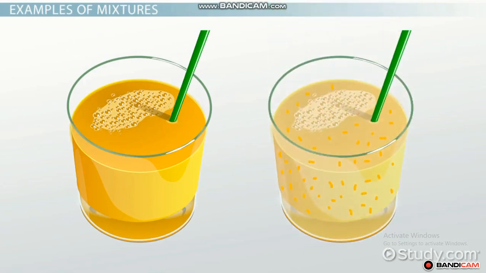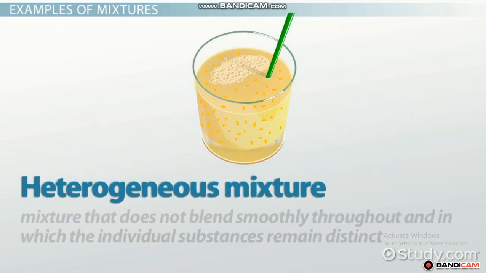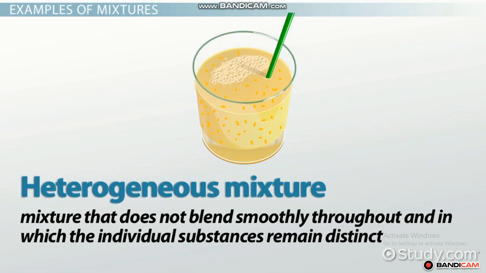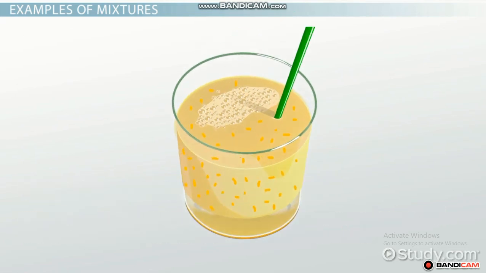Mixtures can be defined in different ways and are classified as either heterogeneous or homogeneous. A heterogeneous mixture is a mixture that does not blend smoothly throughout and in which the individual substances remain distinct. If you have ever seen fresh squeezed orange juice with the pulp floating in it, then you've seen a heterogeneous mixture. Since the pulp continues to float instead of mixing smoothly with the juice component, it makes a heterogeneous mixture.